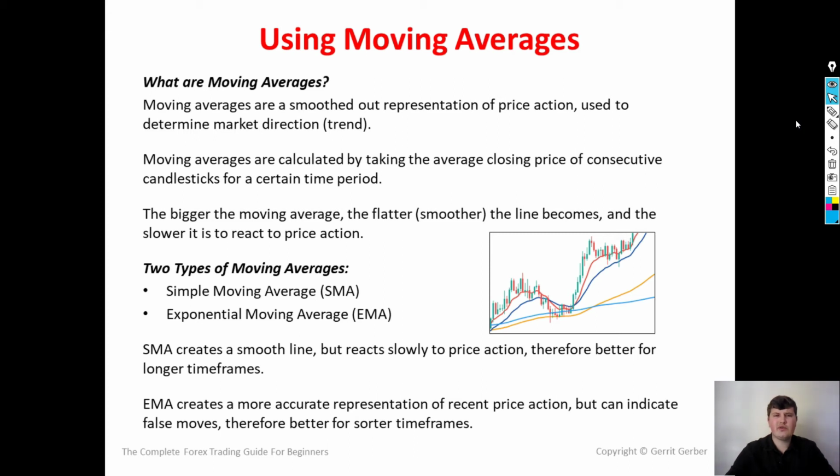So to summarize, we use exponential moving averages for shorter time frames to determine quicker price reactions, and we use simple moving averages for bigger time frames. So scalpers and day traders prefer to use exponential moving averages, whereas swing traders and position traders usually stick with the simple moving averages because they indicate a bigger time frame.